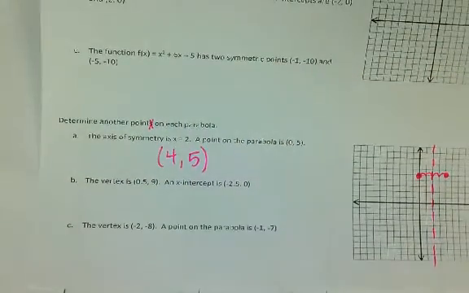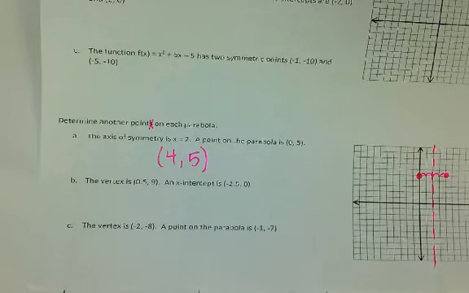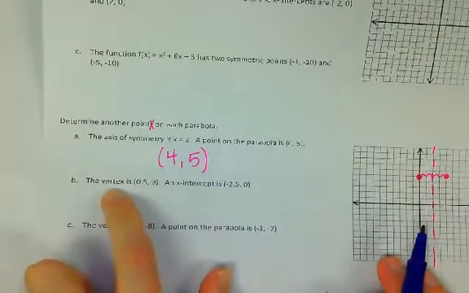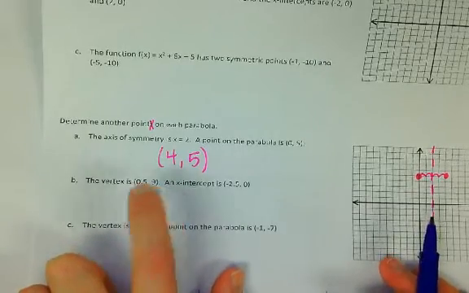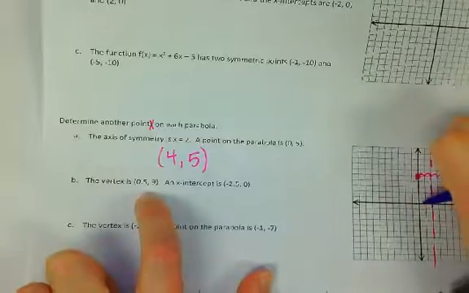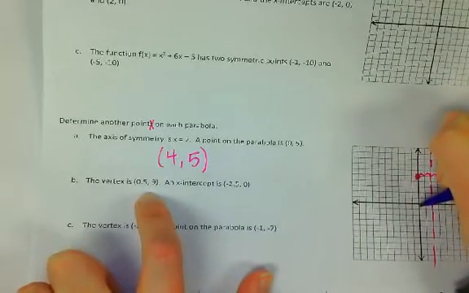And that's what I'm looking for. Okay, on B, let's try it. Ooh, it has decimals, your favorite. So B says the vertex is at 0.5, 9. Okay, so let's plot that over 0.5.